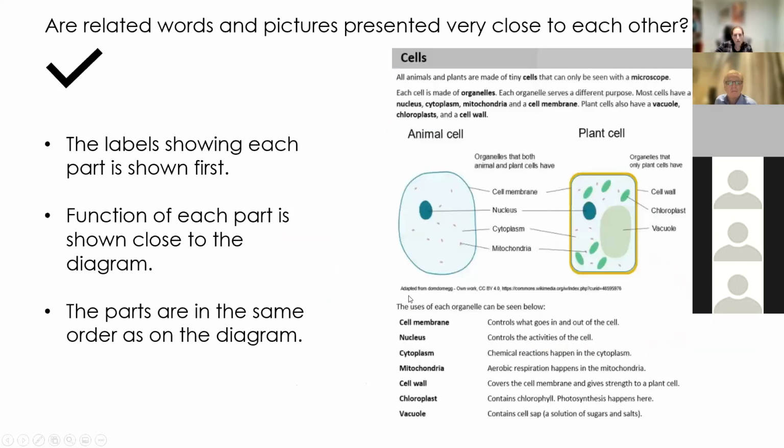C, I thought actually did quite well. We've got the diagrams with the cell parts first, and then we've got the uses below, but it's quite close. It's in the same order as well, which helps. So that one was okay.